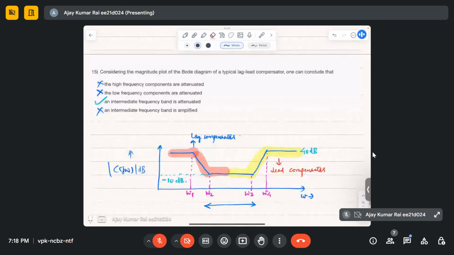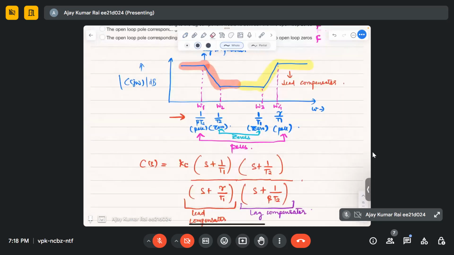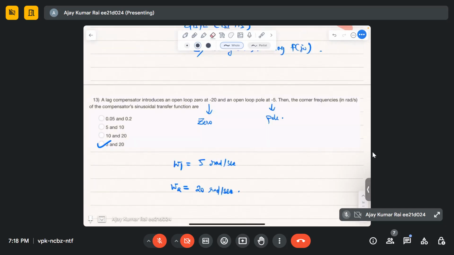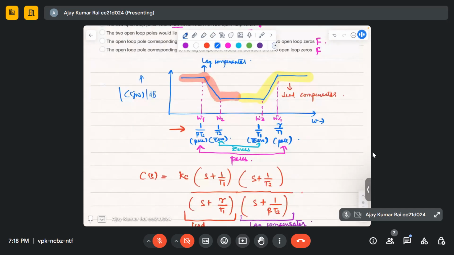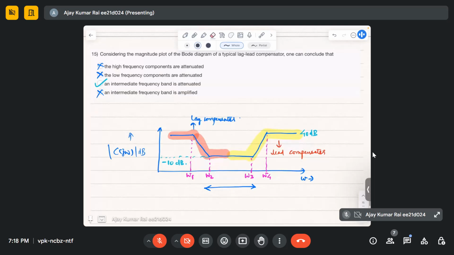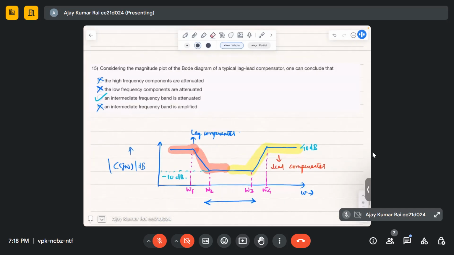Okay, we have reached the end of this. Any doubt for any question that I've discussed today? Let me go through all the questions. Question 15 was about the lag lead compensator. It is just about the basic definition of the lag lead compensator.